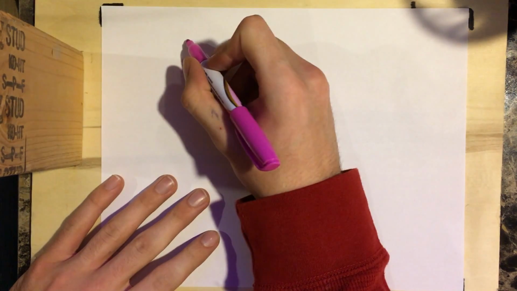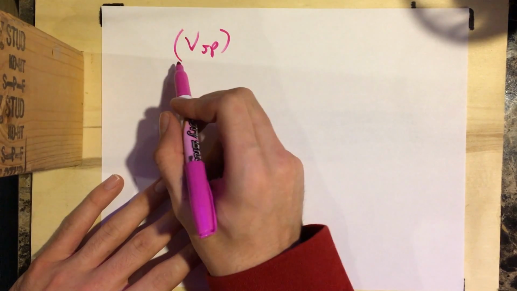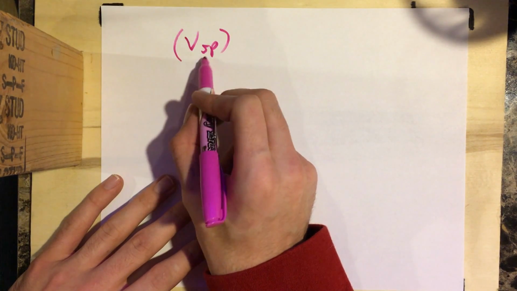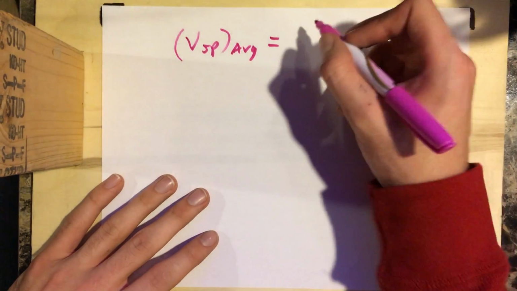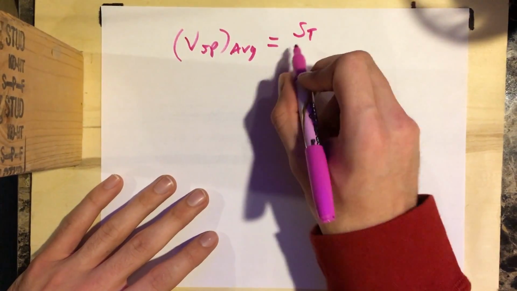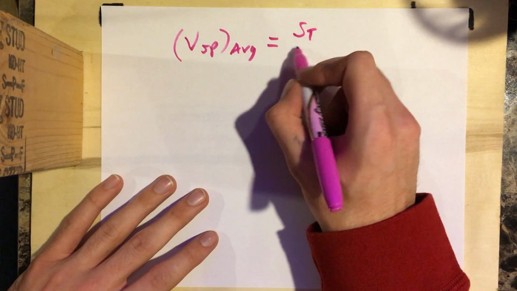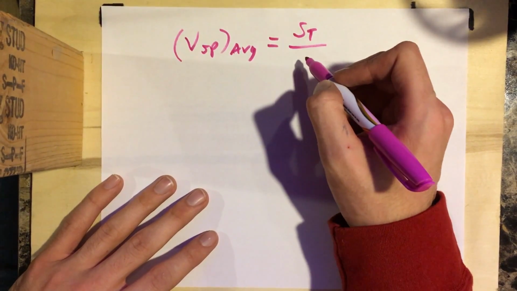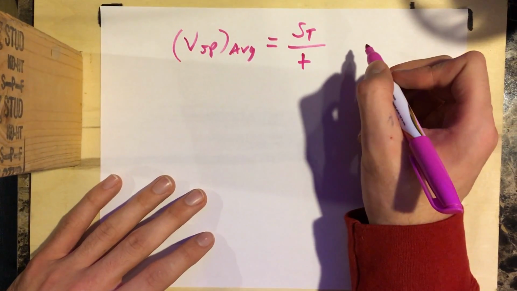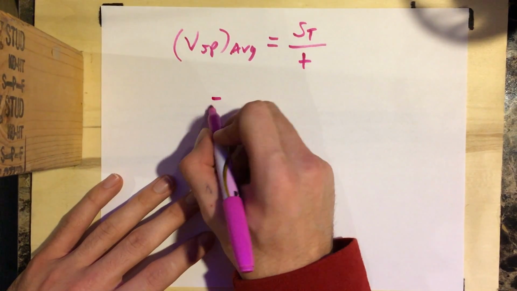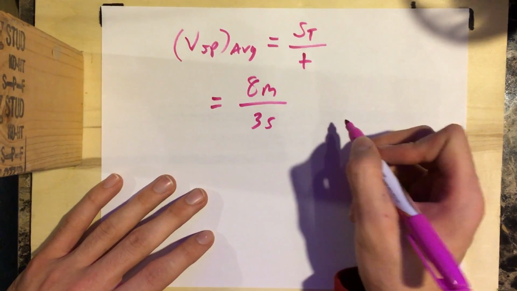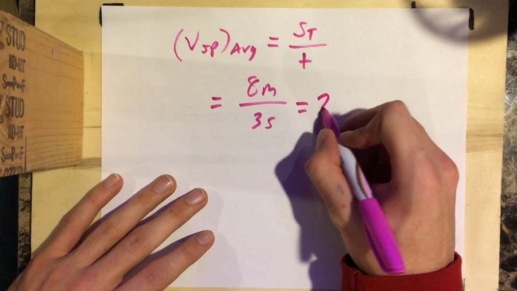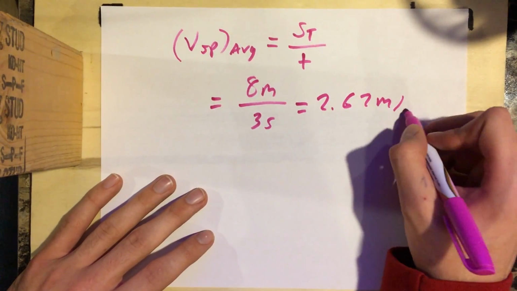Now average speed we're going to find a little bit differently. Speed is denoted in my class as v sub sp, and then we want the average. So that is equal to the distance, which is s sub t, whereas s is usually just displacement, over the time t. So it covers 8 meters over 3 seconds. When you divide this, you end up getting 2.67 meters per second.